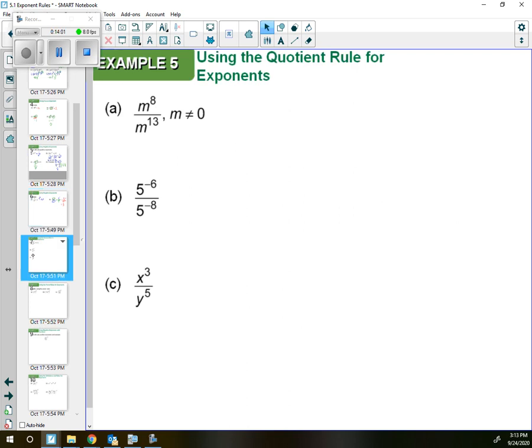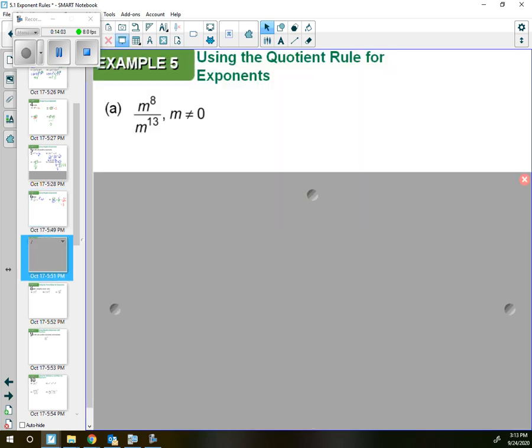All right, let's do some dividing now that we've talked about some negatives. Remember the rule for dividing. If you have the same base, you subtract the exponents. We're going to talk about a more common sense approach too, but let's start with the rule. So the rule says subtract the exponents. They're the same base, so that would be m to the 8 minus 13 power.